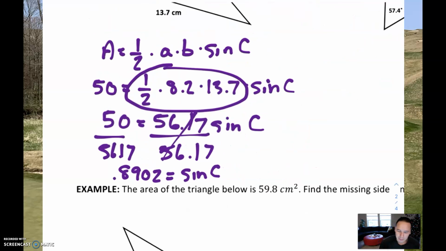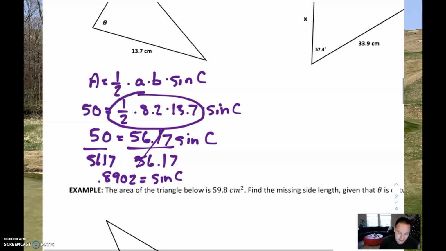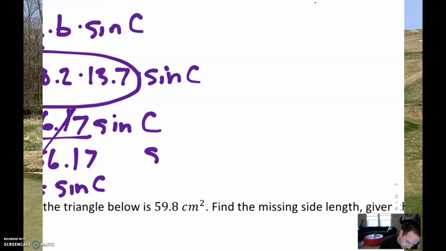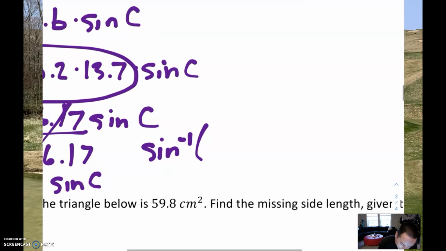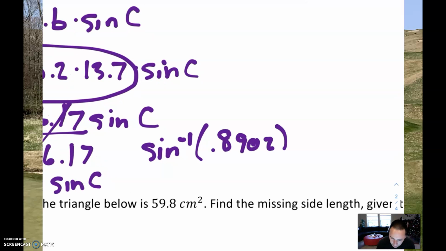Now hopefully you remember from earlier in class that to get rid of this sine, we have to inverse sine it. So if we inverse sine of 0.8902, we end up with 63 degrees. I'm rounding a little bit liberally here, but we're going to say 63 degrees.